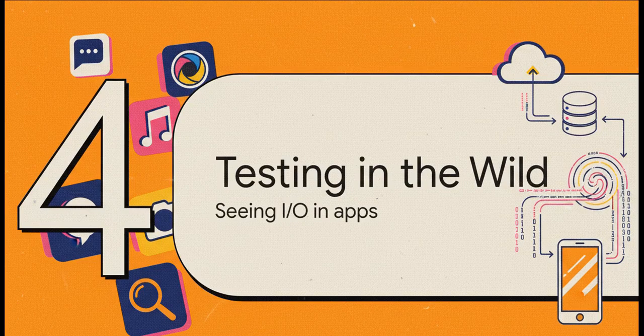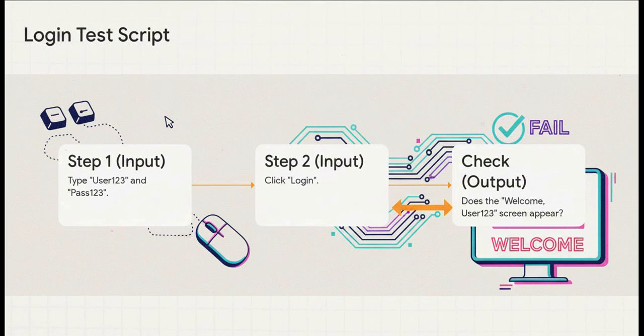Okay, so that's the theory, but what does this look like out in the wild, in practice? Let's take a look at how this simple conversation gets turned into an actual test for an app you probably use every day. So testers create these simple little scripts. Let's take a login page, for example. You can see the flow is crystal clear. There are two inputs. You type in the username and password, then you click the login button. And there's one very specific output they're looking for, that welcome screen. If they see it, the test passes. If literally anything else happens, it fails.